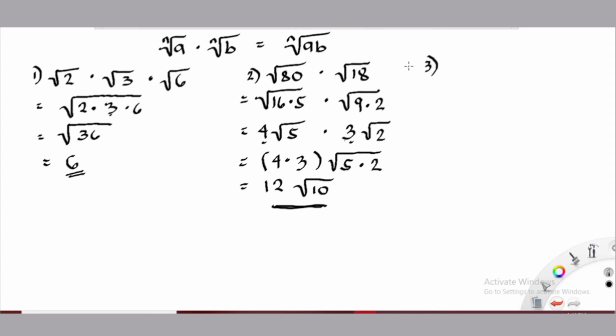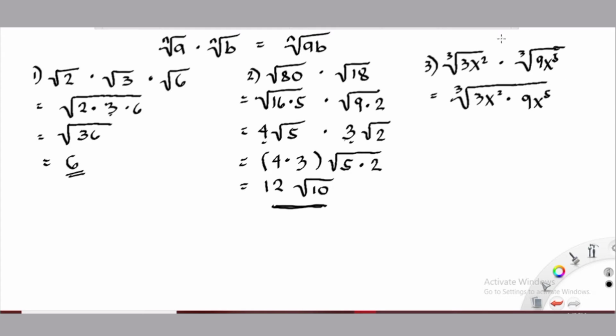Another, let's have number 3. If we have the cube root of 3x squared times the cube root of 9x to the 5th power. So, applying the product rule, we're going to have the cube root of, so pareho ng index, cube root. We have 3x squared multiplied to the radicand of the second radical. So that is 9x to the 5th power.